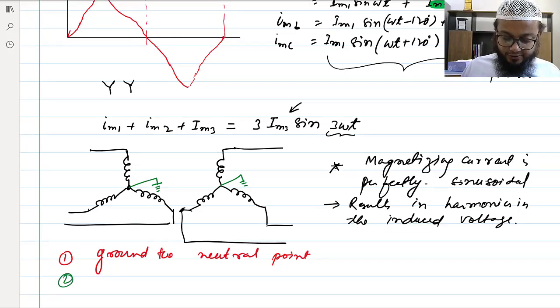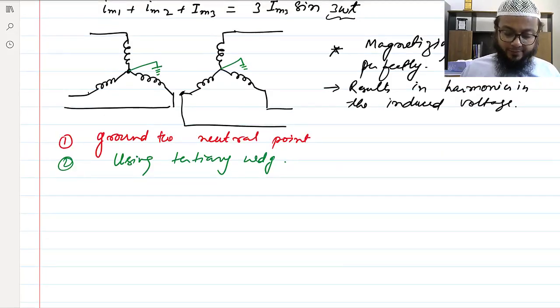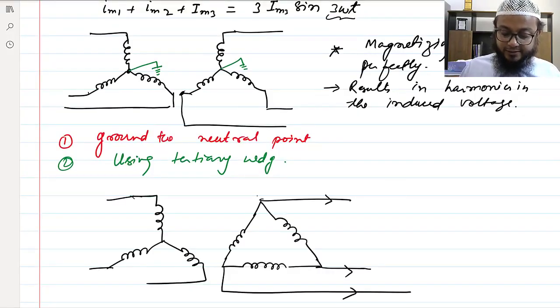The second solution is using a tertiary winding. What happens is, if one of the windings is delta, this delta connected circuit forces the circulating current. The magnetizing current, which was not forced in the primary winding, is allowed in the secondary of the transformer. That means in the secondary side there is a circulating current, and this circulating current is nothing but IMA plus IMB plus IMC.